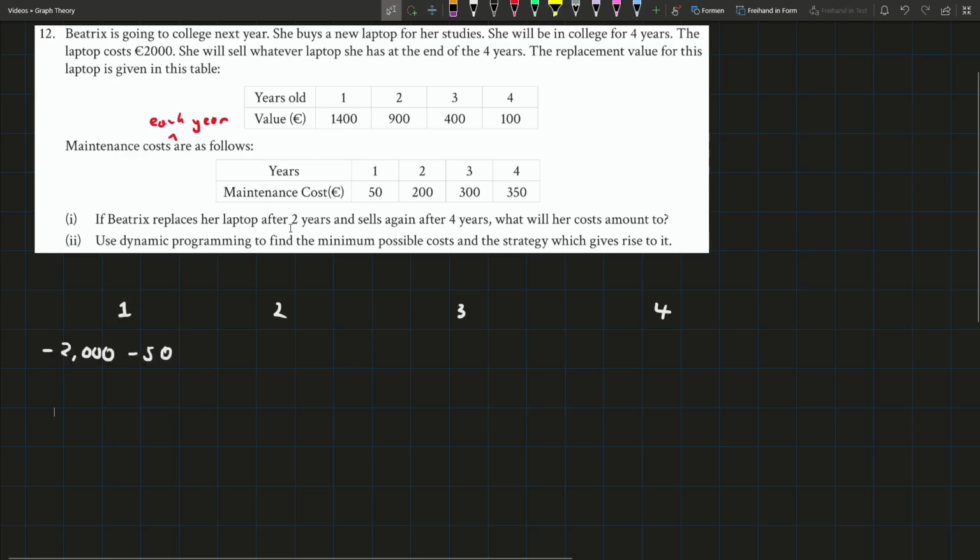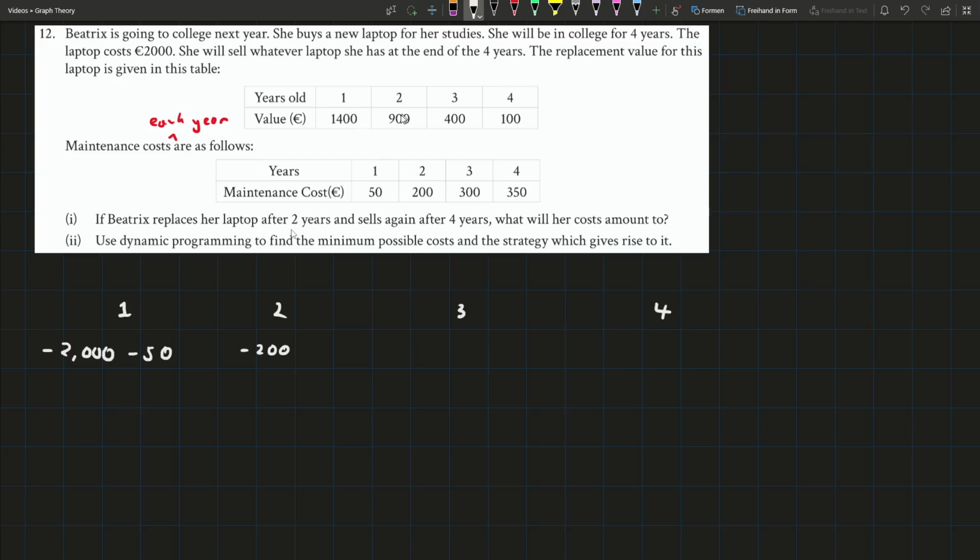In year 2, what happens is, well, obviously she sells it after 2 years. So this is at the end of the 2 years. She sells it, so she hasn't sold it yet. So what happens, it costs her 200 for the maintenance, and then she replaces it after the 2 years. So you could say that's at the end of the second year or at the start of the third year. For simplicity, I'm going to say it's at the start of the third year. So let's say during the second year she does nothing. Then during the third year she sells it.